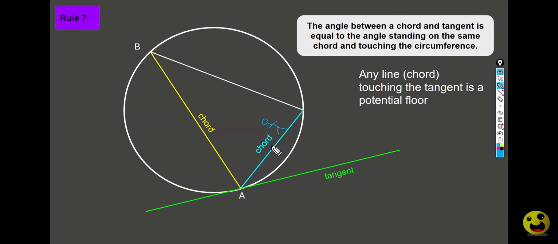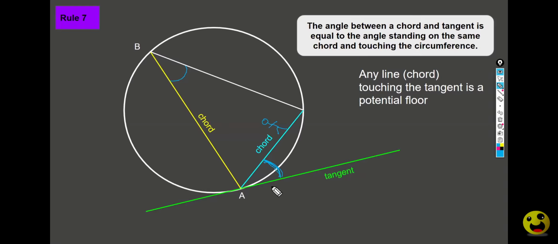This here is the floor. There will be an angle between the chord and the tangent. That's the first troll. This angle here is where the first troll lives. And you see the kind of attic here, where the triangle converges. Here's the attic. These two angles will always be equal: the angle underneath the floor and the angle in the attic.